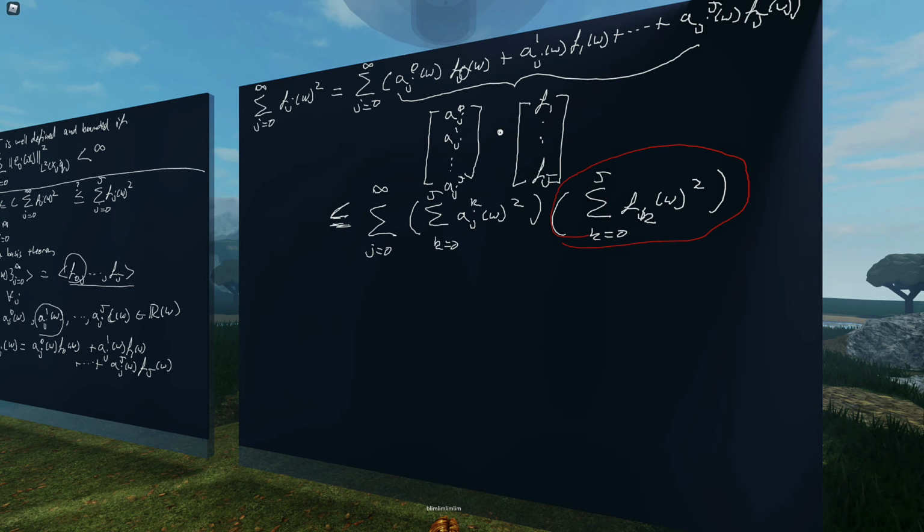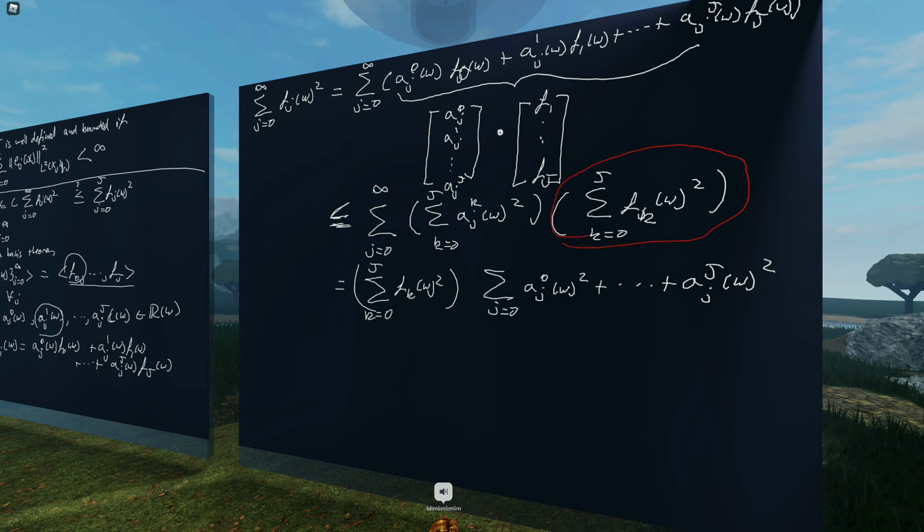So that equals the sum from k equals 0 to j of f_k(w) squared times this series on the right. So you could write that as a_{j0} squared plus right up to a_j(w) squared. So then, if this series on the right, and this is a big if, sums to infinity there.